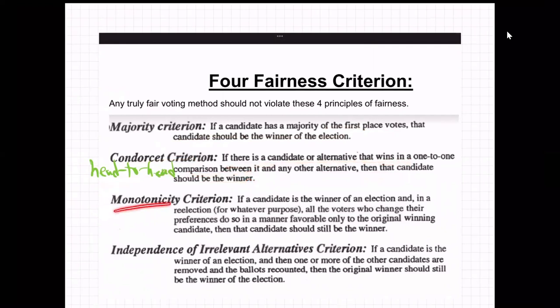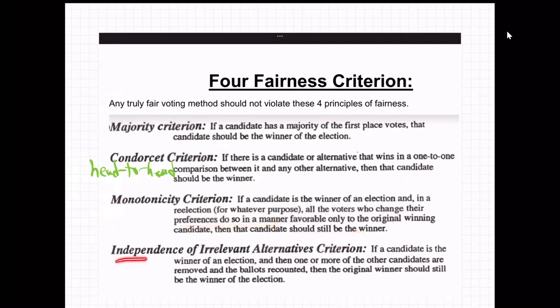And then the third one, monotonicity. Basically, if any candidate wins and there's a re-election for whatever reason, that's how you recognize this one. It's always about a re-election. Then, if people only like him better, the winner who originally won even better, and they do a re-election, well, that person should still win. If they don't, that's not fair.